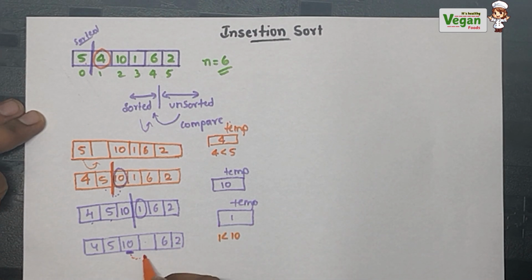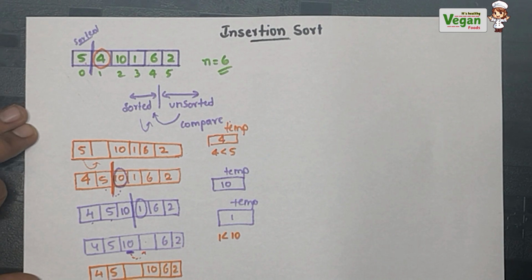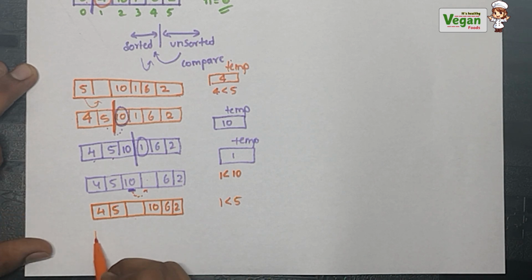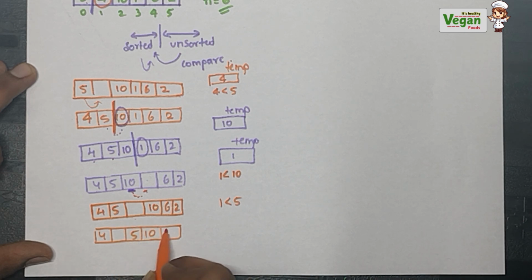What I will do? I will shift the 10 one space to the right-hand side. Now 4, 5, 10 will be shifted one space. So 10 will be here, 6 and 2. This will be the free space. Now I will compare with the 5. So if I compare with 5, 1 is less than 5. What I will do? Shift the 5 one bit to the right side. Therefore 4. This will be the free space. 5 will come here, 10, 6, 2.